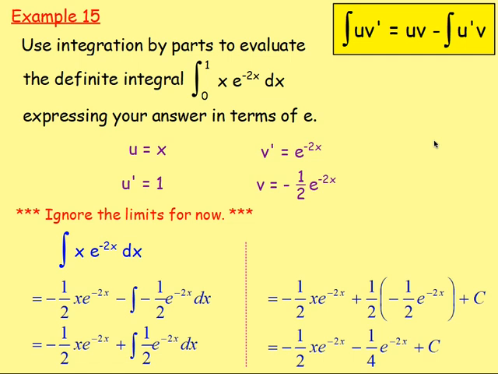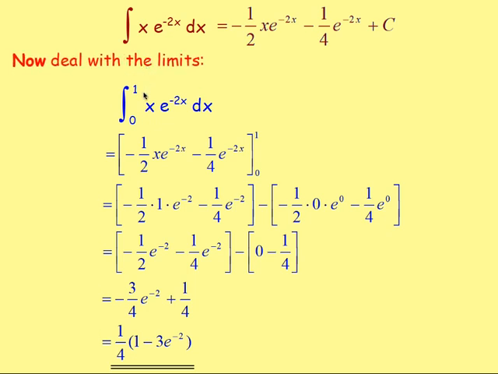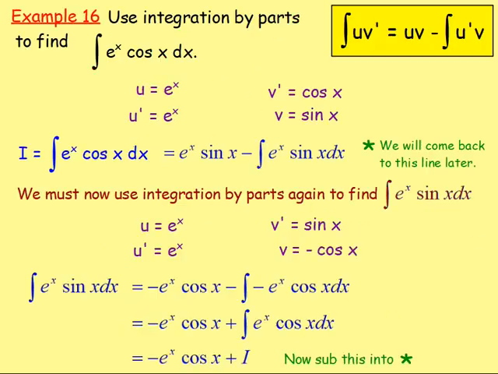Example 15, well, this time we had limits, and really the main thing I wanted to point out was if there are limits, what you would do first of all is ignore the limits and just work out the integral without them. If you do that, you will get down to an answer plus c, but then from there you would take that answer and start subbing the limits in. So you would say, right, now I'm thinking about the limits, so I'm subbing in the 1 and the 0 in place of x. Doing that, that is what you would get. So if you ever get limits when it's integration by parts, ignore them first of all. It just makes it slightly easier for you.